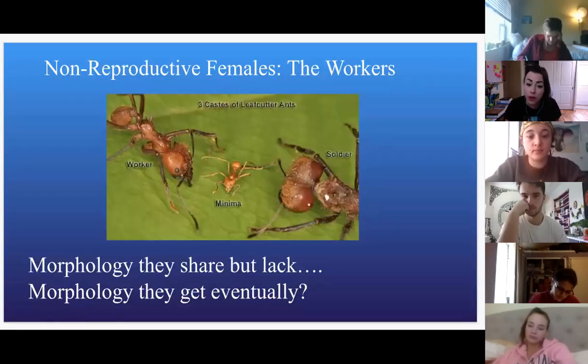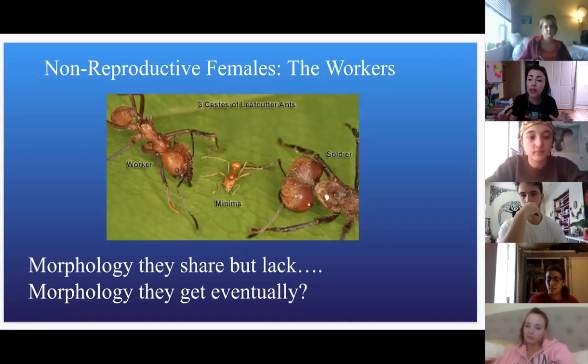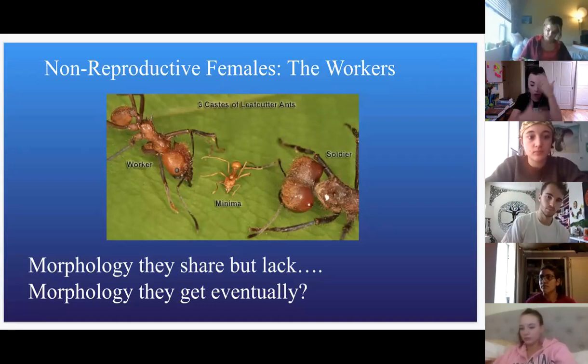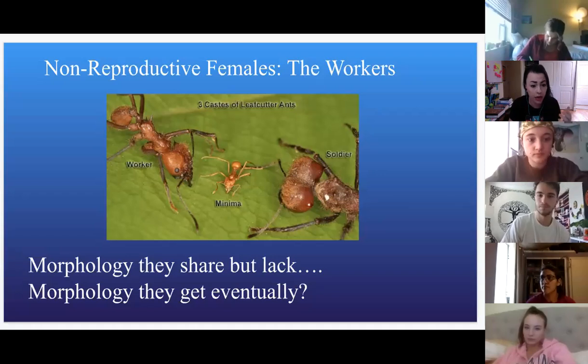Okay, so now we get to the workers. And the workers, yeah, I said what I said, that's right. The workers are where we're gonna spend a lot of our time because these are the ones that do all of those jobs that I listed before. So within the other ants, we already saw that their morphology was different. And morphology just means the physical structure. So internal morphology would be anatomy, but if I'm just looking at what it looks like, that's kind of what I'm looking at.